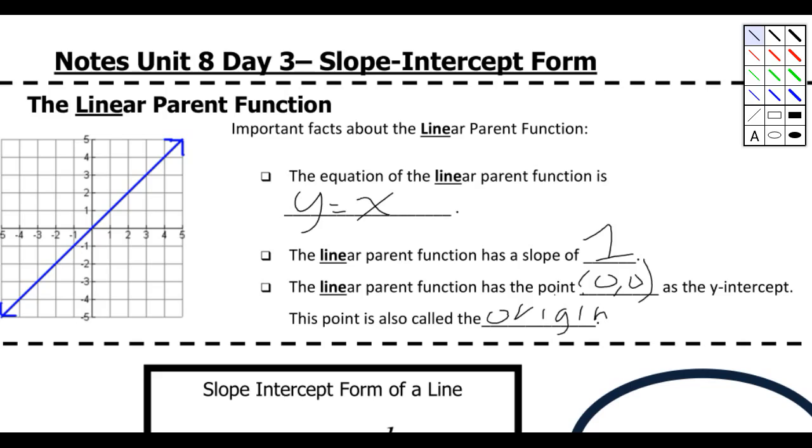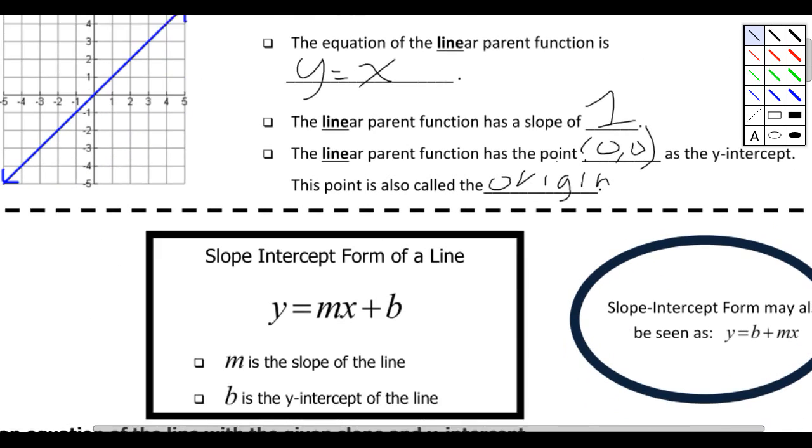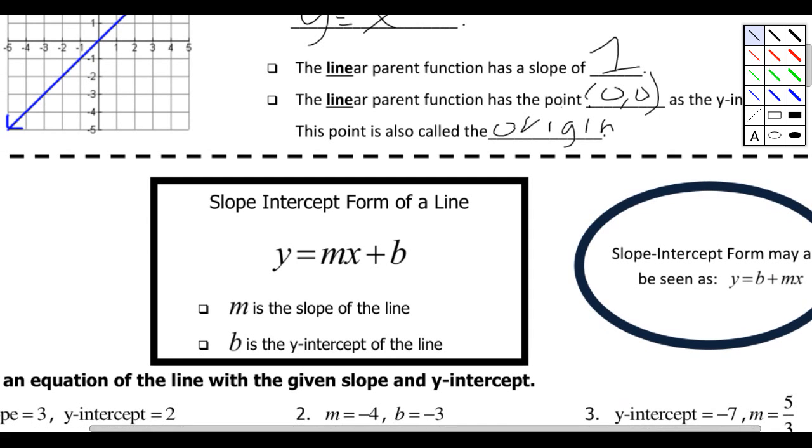Now, it's called the parent function because it's the simplest line. You could form any line. We'll actually see this in Unit 11. You can form any line starting with that. So, the slope intercept form of a line, y equals mx plus b, where m is the slope, b is the y-intercept. I wish I had some great reason why m and b are chosen as the letters there, but I really don't. Some places you might see a and b instead, but m is the one that we will see in Algebra 1 for the most part.